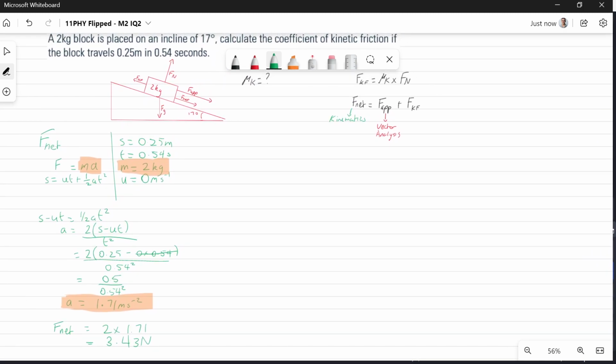So with that first calculation, we now have our net force, which we gained through using our kinematic data, which means that we are one step closer to being able to calculate the force of kinetic friction. The only thing that is currently missing is this applied force. And as I said before, we will need to do some vector analysis to be able to find it.